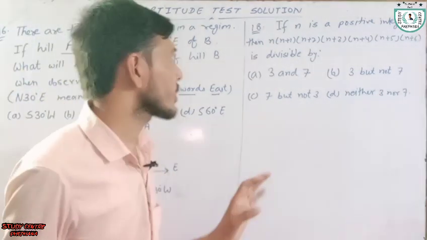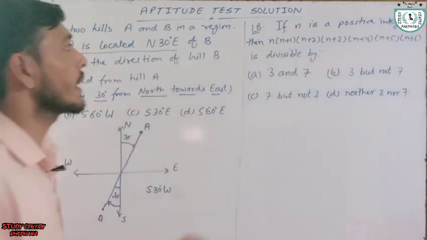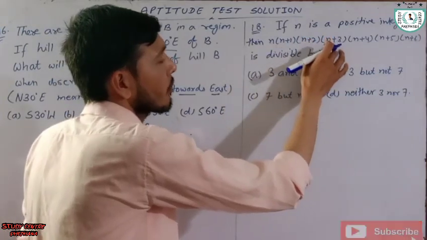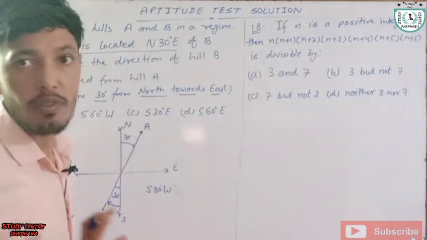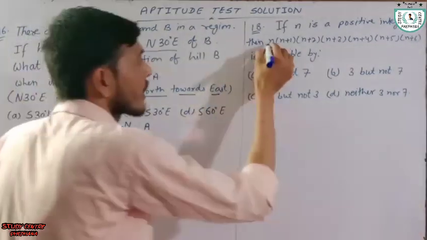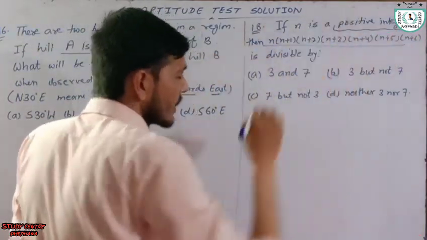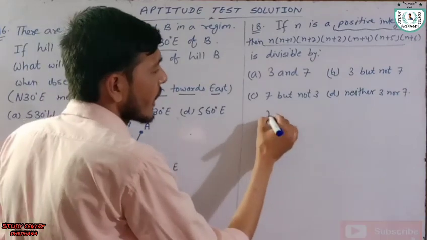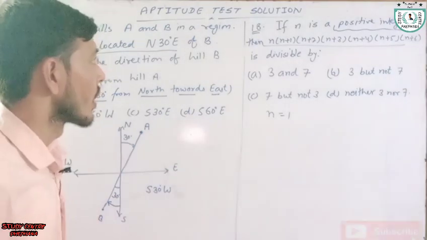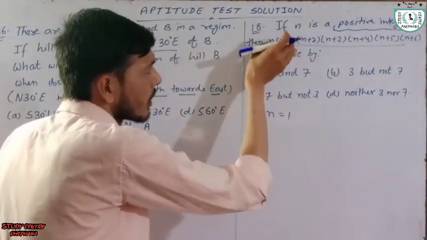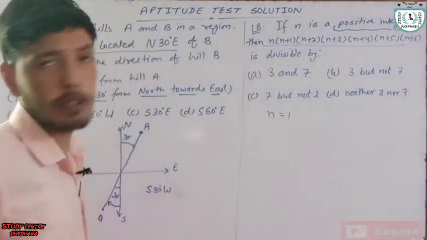Okay, next question we have: if n is a positive integer, then n into n plus 1, n plus 2, n plus 3, n plus 4, n plus 5, n plus 6 is divisible by. Options are given. It is a very easy question. I can say if n is a positive integer, then I can put a value n is equal to 1. If for n is equal to 1 it is divisible by any number, then I can find the correct option easily.